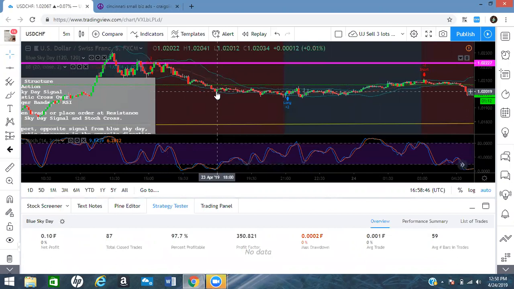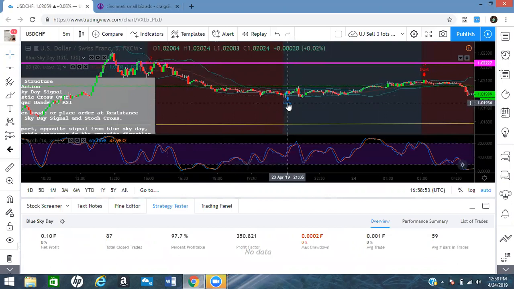Just by getting in on the signal and getting out at the crossover, okay? So you don't need the next signal from Blue Sky Day to get out. However, you will probably catch the most pips with that.